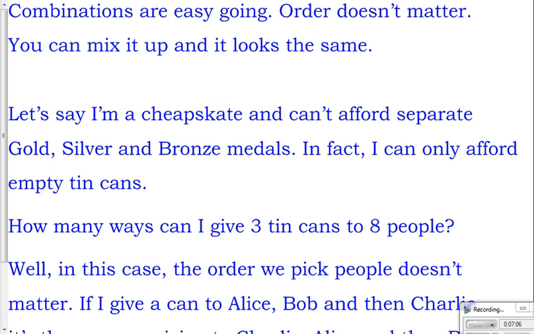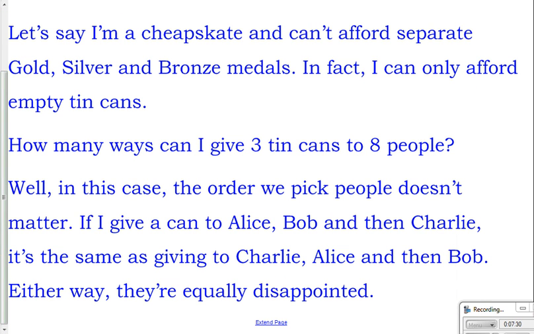All right, from here we're going to go on to combinations. Remember, in combinations, order doesn't matter. They're a little more easygoing. You can mix it up, and they still just count as one combination. So let's say that, in this race, I'm kind of a cheapskate. I can't afford like bronze and silver and gold medals. So I'm just going to give empty tin cans as prizes, okay? And those 3 tin cans are identical to one another.